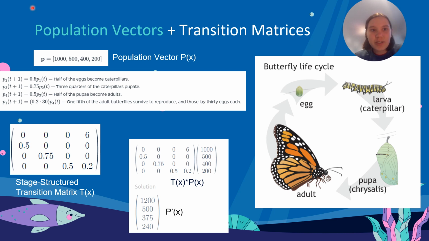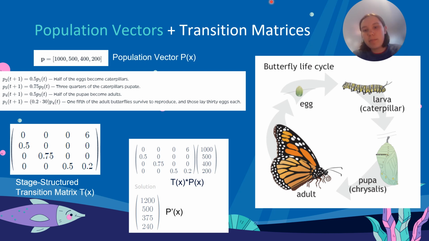The transition matrices and population vectors can be broken down by stages, like the butterflies, or by ages, like the age-structured matrix. So this is the stage-structured transition matrix, but later with the cod example, we'll see an age-structured matrix, like 0 to 2, 2 to 4. To model the future using a transition matrix, one simply needs to multiply the transition matrix by the population vector to get a new population.